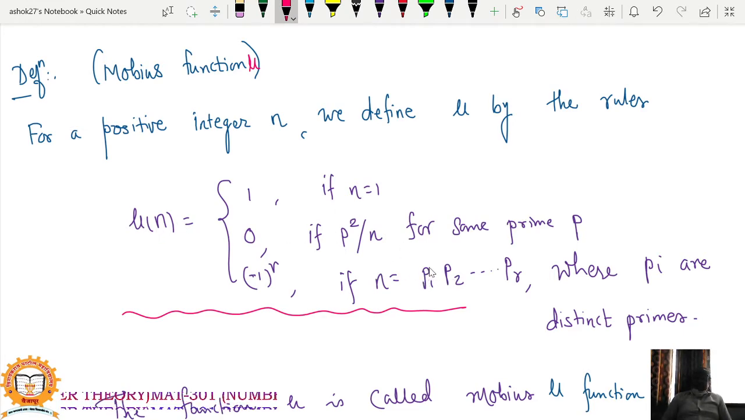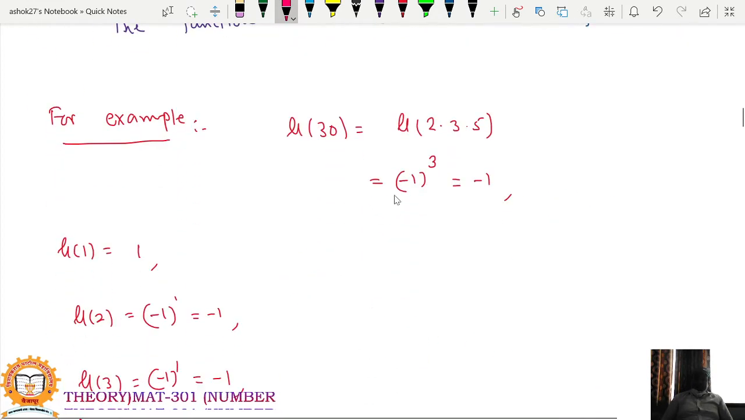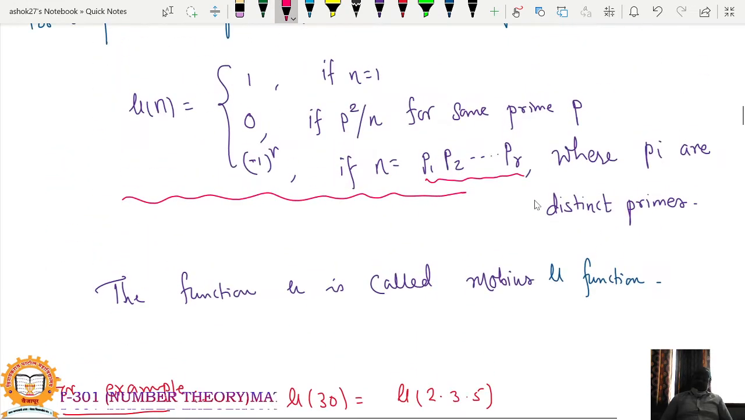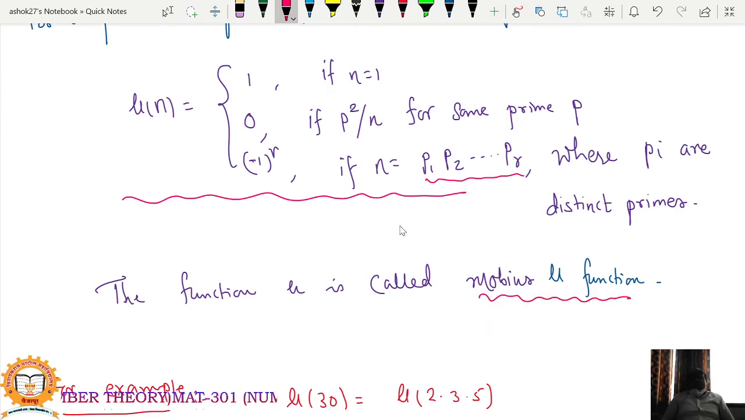And if it is just distinct, if there is no repetition of prime numbers in its prime factorization, in that case you write mu of n equal to minus 1 raised to r, where r is the number of prime numbers in that prime factorization. If n is just a product of r distinct primes p_i, then mu of n will be minus 1 raised to r, where the p_i are distinct prime numbers. So here the function mu is called the Mobius mu function. This is the definition of the mu function, the third number theoretic function.